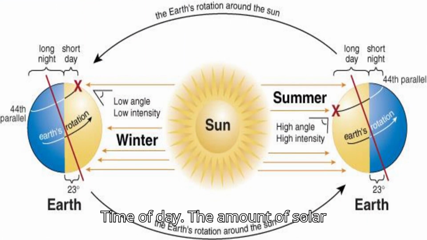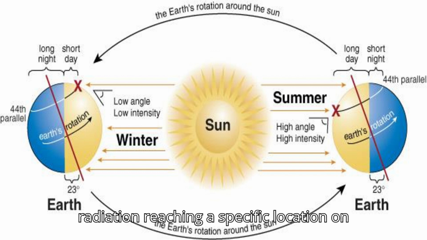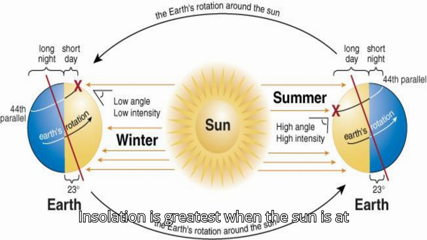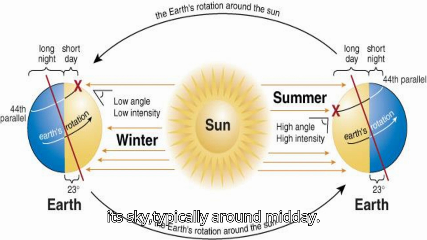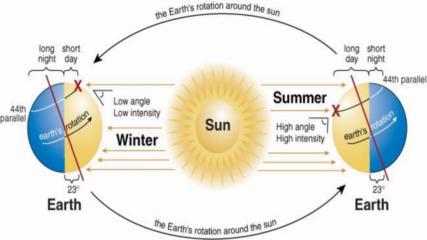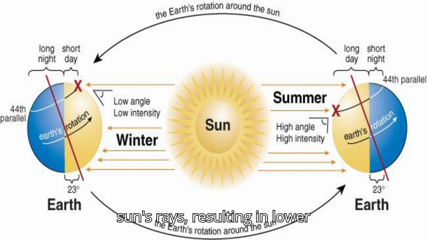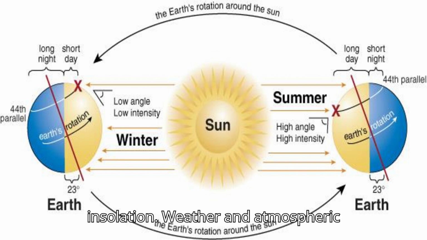Time of day. The amount of solar radiation reaching a specific location on Earth also varies with the time of day. Insolation is greatest when the sun is at its highest in the sky, typically around midday. Morning and evening hours receive less direct sunlight due to the angle of the sun's rays, resulting in lower insolation.